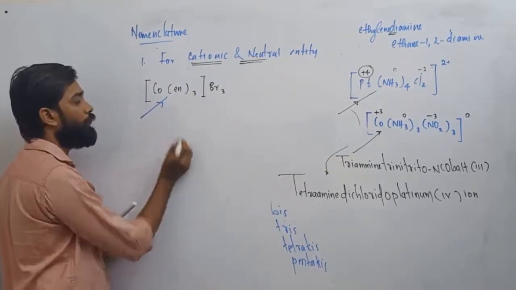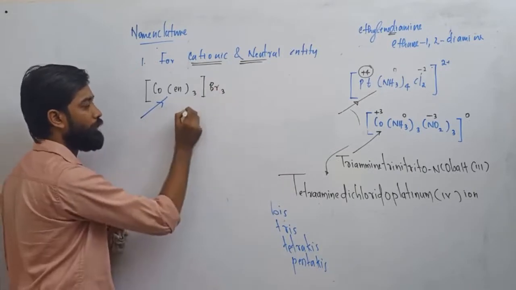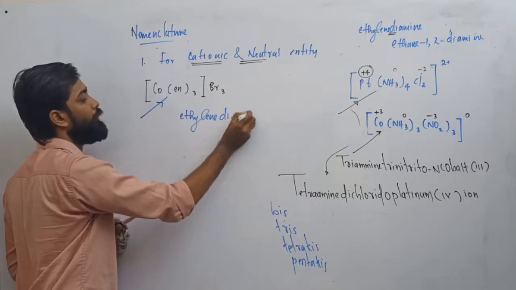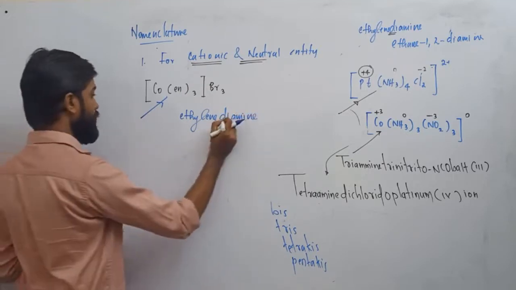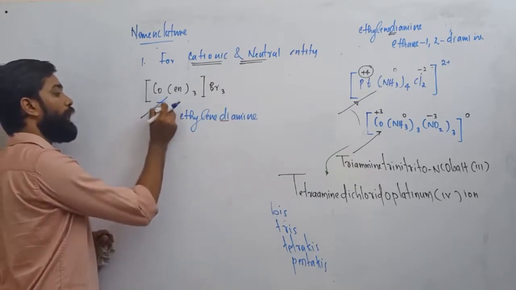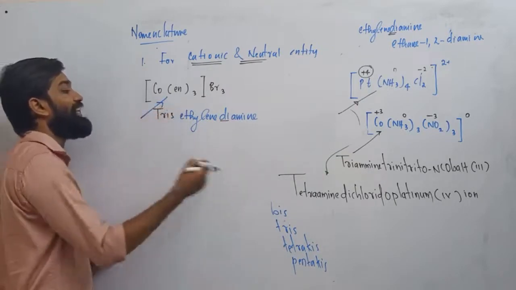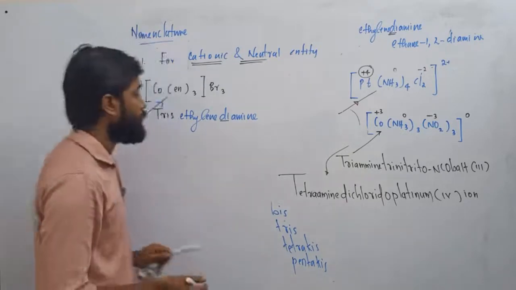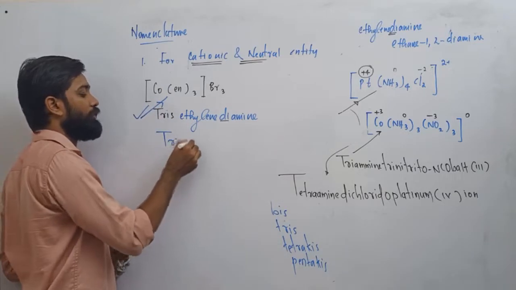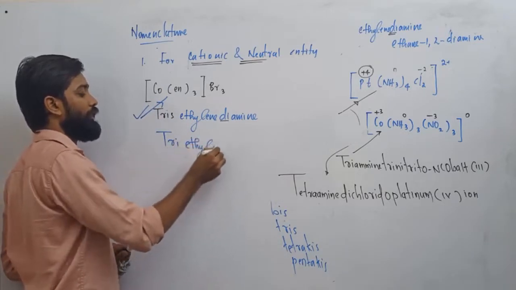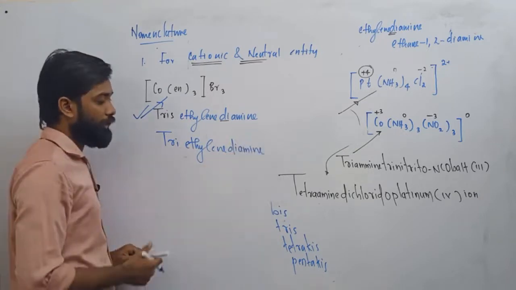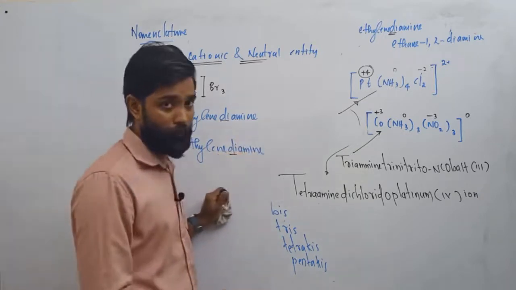Here the name is actually three ethylene diamine, right? So how many ethylene diamines are there? Three. In this ligand name there is a multiplying prefix, so you have to write this as tris-ethylene diamine. It's not tri-ethylene diamine. Tri is not accepted here because in this ligand name there is already a multiplying prefix.